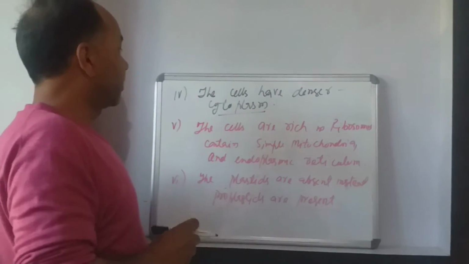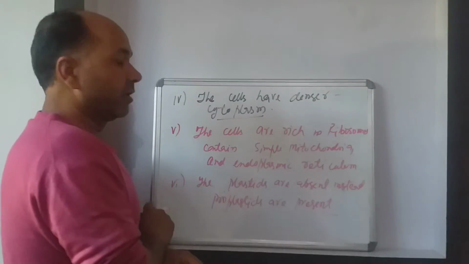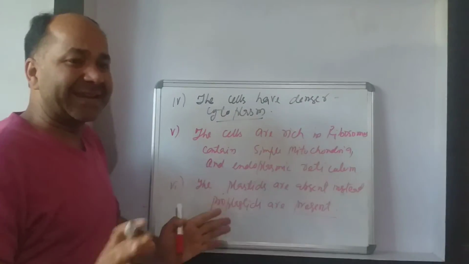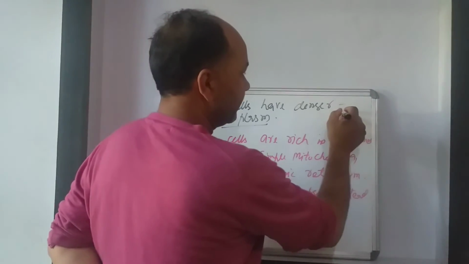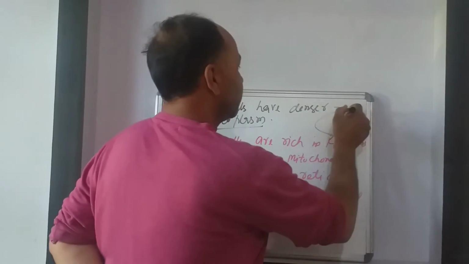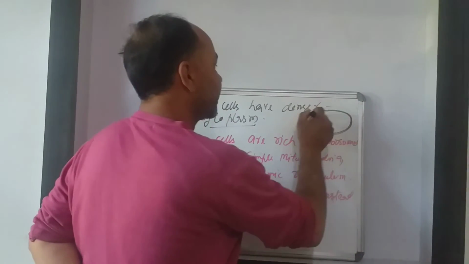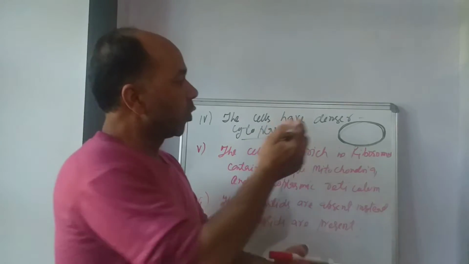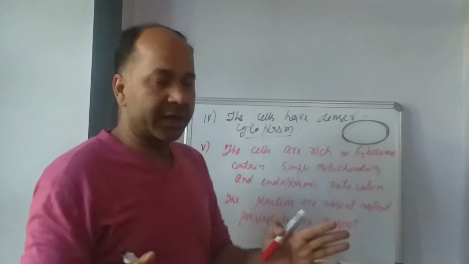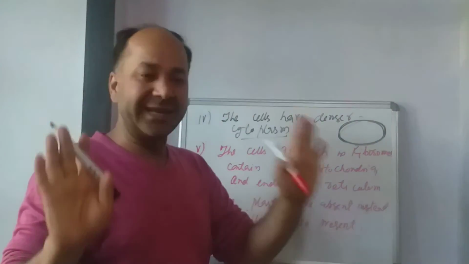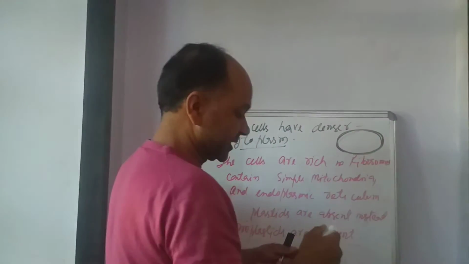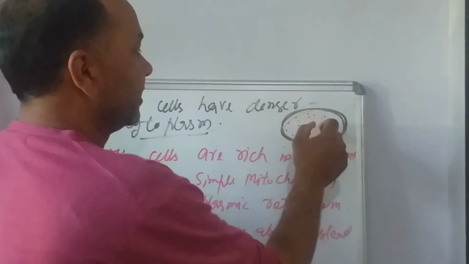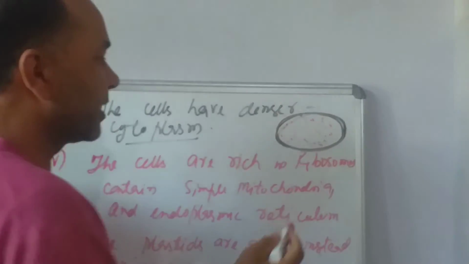Another important characteristic of these meristematic cells is that the cells have denser cytoplasm. What denser cytoplasm means, I will show with a diagram here. If you observe a parenchyma cell under the microscope, it will be transparent, the cytoplasm of that cell will be like that. But if you see a meristematic cell under the microscope, you will see that the cytoplasm is denser. Why is it denser? Because it is rich in contents.